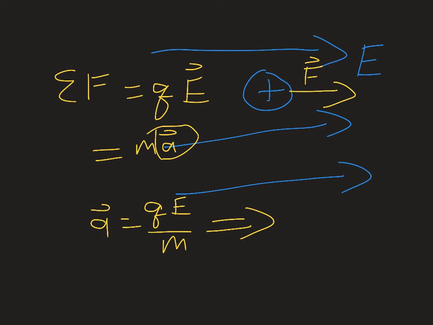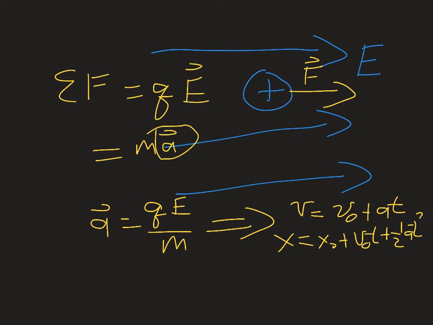And then, if that is constant, a constant acceleration lets me use the kinematics equations, which you guys should all remember. We know v is equal to v naught plus at. We know that x is equal to x naught plus v naught t plus 1/2 a t squared. And we also know that v final squared is equal to v initial squared plus 2a delta x. And those are the three kinematics equations.